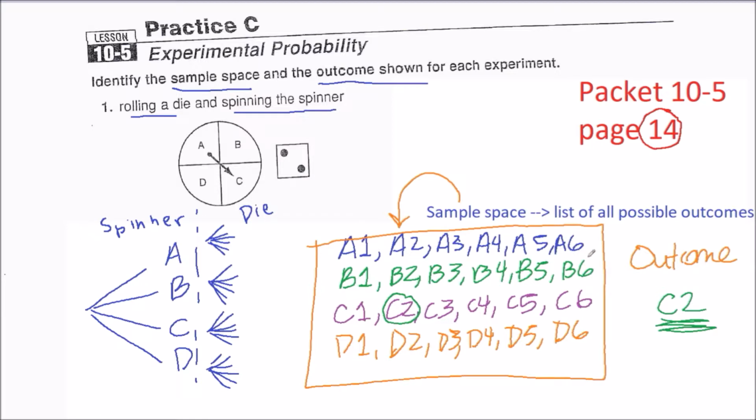If you want to count those up, we have 24 different possibilities, and that corresponds to the 4 possibilities for the spinner times the 6 possibilities for the die. That's something we'll get into later. It's called a counting technique, the fundamental counting principle. But for now, we've got our answer for number 1. Here's the sample space, A with any of the numbers, B with any of the numbers, C with any of the numbers, D with any of the numbers, and then the outcome shown, C with a 2. So there's number 1.